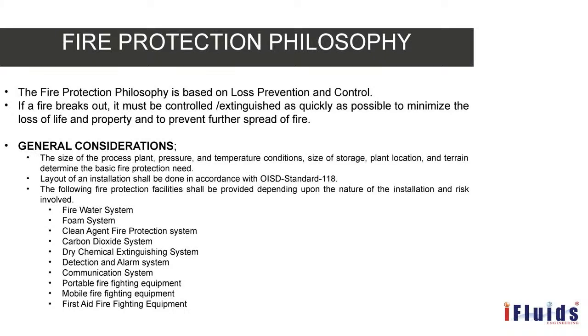With respect to this general consideration, the size of the process plant, the temperature and pressure conditions, storage, and location, all these things have to be studied in detail, and according to that only the basic fire protection system has to be determined. This is one of the main generic points mentioned in this OISD. The second one is that the layout has to be in compliance with OISD standard 118, which is the layout standard for oil and gas installations like refineries, and all those things. So, in order to avoid escalation of fire, the layout has to be in accordance with OISD standard 118.